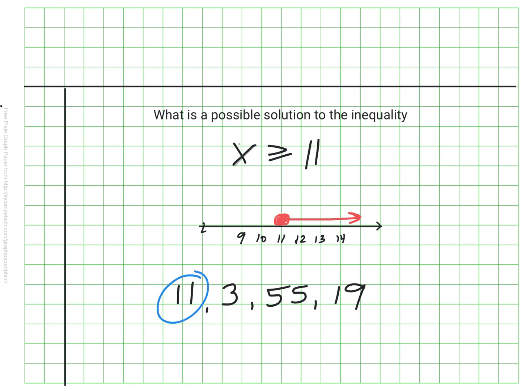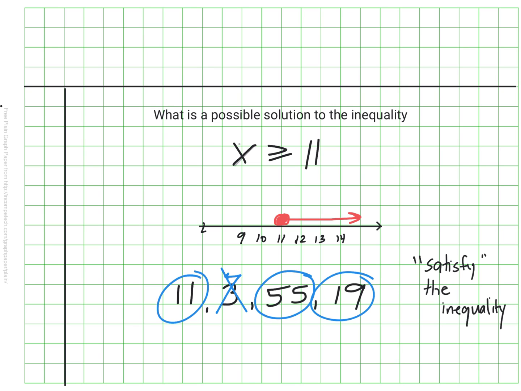3 would be going to the left here, and that is not what we want. 3 is less than 11, so that will not work. 55 is more than 11, and so is 19. These all satisfy, and again, that's the key word here. And that's just a fancy word for saying that it makes it true. They're possible solutions that work in the inequality.